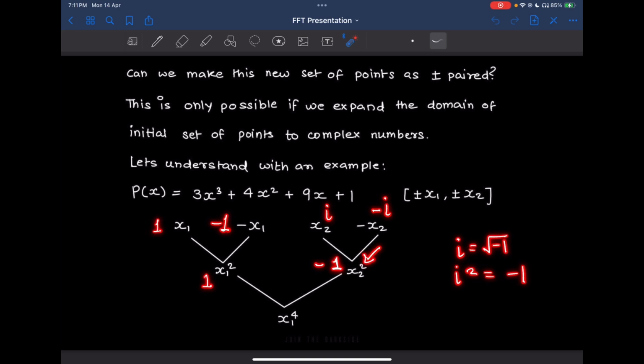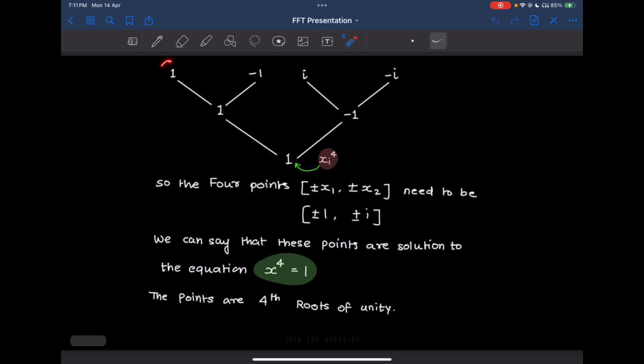And at the last level of recursion, we will have 1, because x1 squared is 1, so its square is 1, and negative 1 squared is 1. So we need to expand our domain to the imaginary numbers, and that's what I have done. These points would be 1, minus 1, i, minus i. At the second level of recursion, again, they are positive negative pairs. And at the last level of recursion, we reach the same value. So the 4 points need to be plus minus 1 and plus minus i. We can say these points are solutions to the equation x to the power 4 equal to 1. So we can say that these points are the fourth roots of unity.